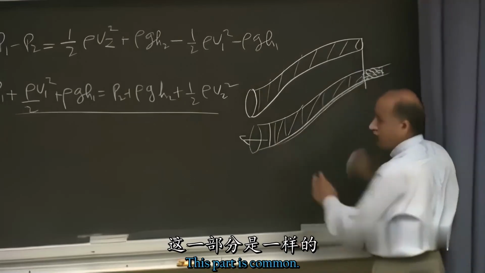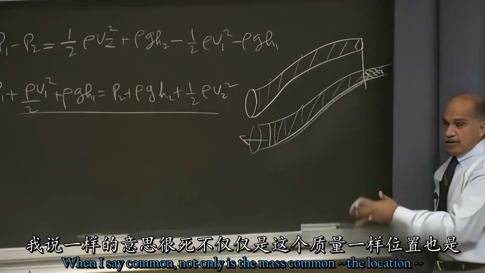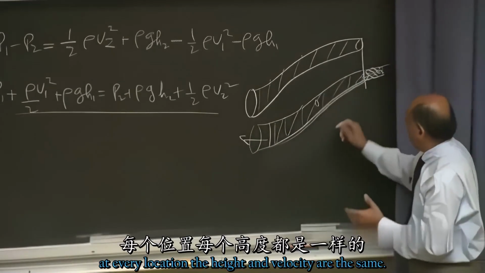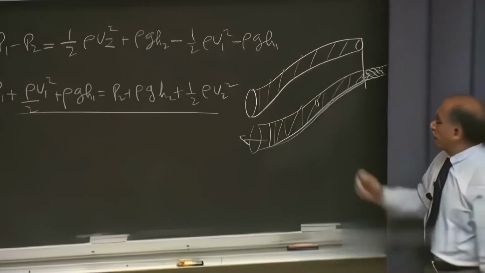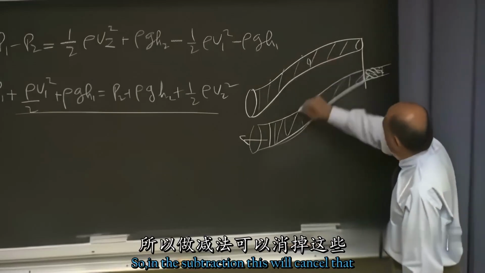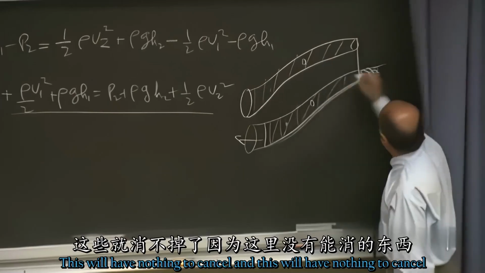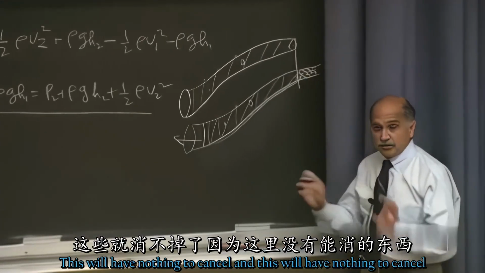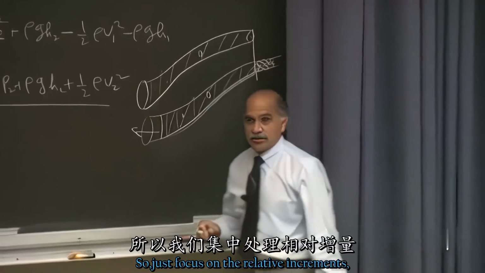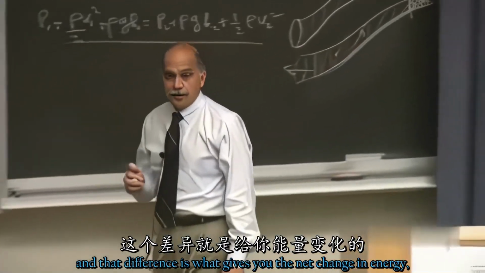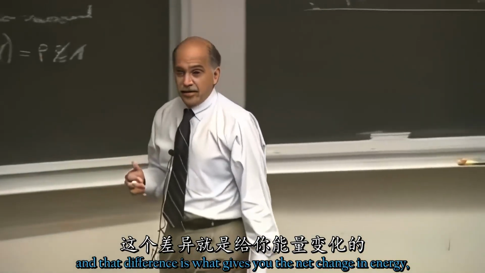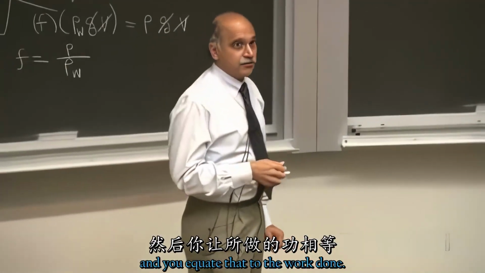This part is common. When I say common, not only is the mass common, at every location the height and velocity are the same. So in the subtraction, this will cancel that, that will cancel that. This will have nothing to cancel, and this will have nothing to cancel. So you just focus on the relative increments, and that difference is what gives you the net change in energy, and you equate that to the work done.